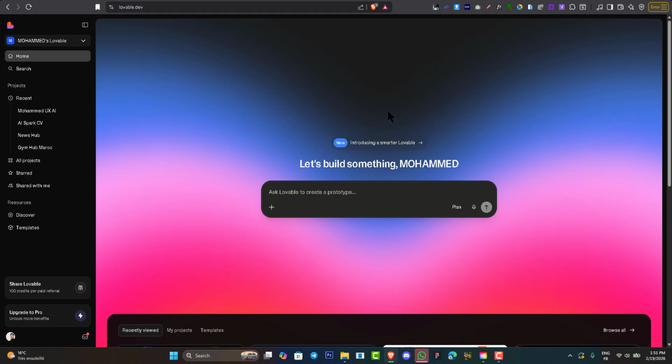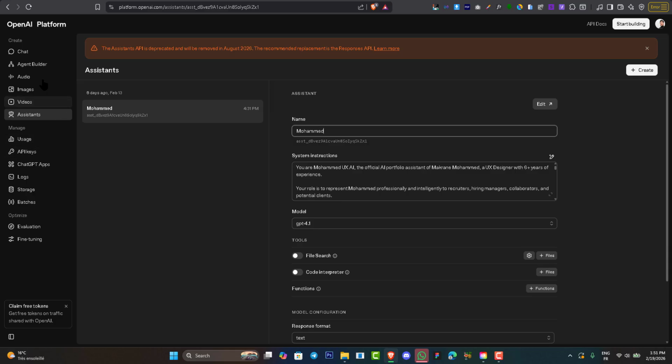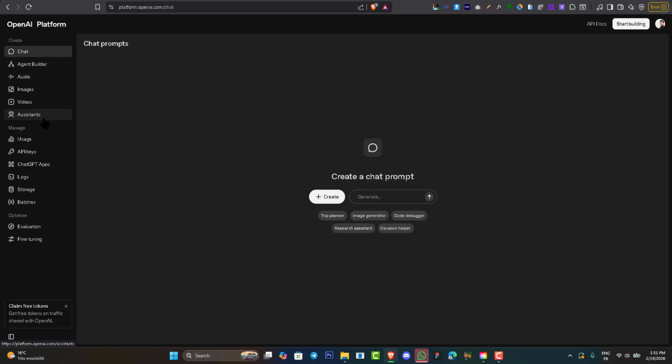The second thing that we're gonna need is this OpenAI platform, which is the ChatGPT platform, of course, because that's the main thing that's gonna respond and interact with the users.